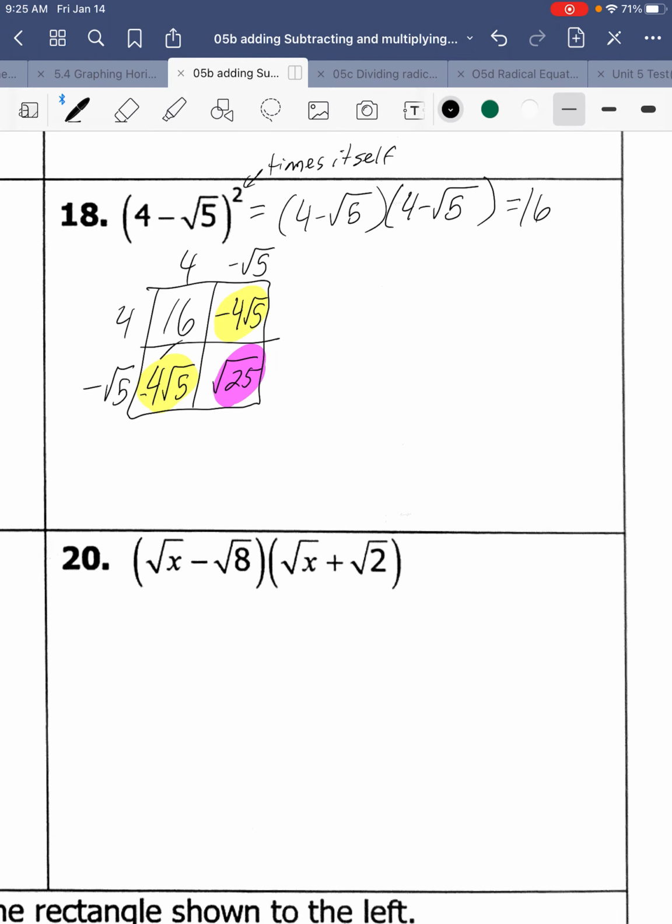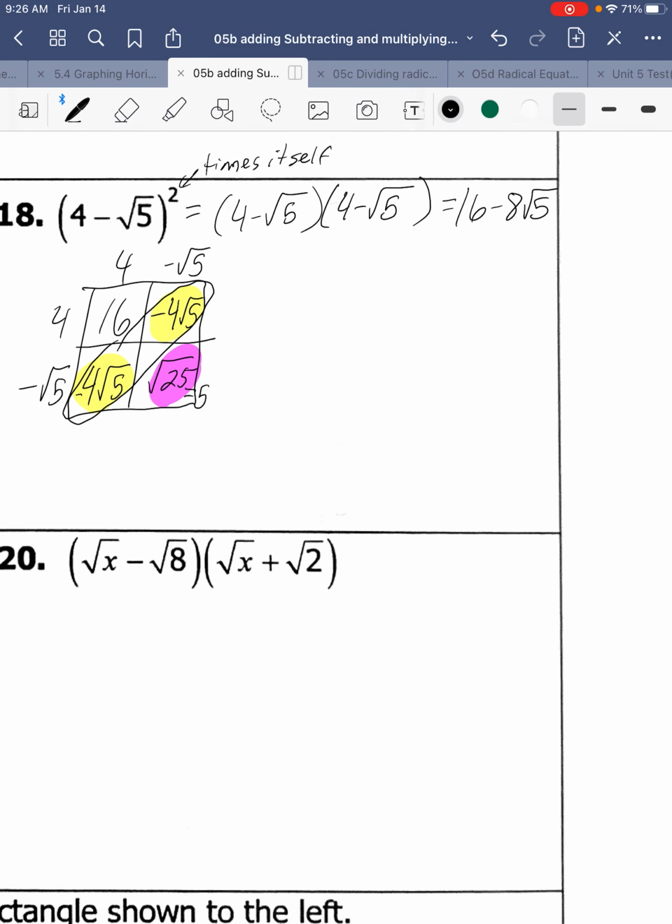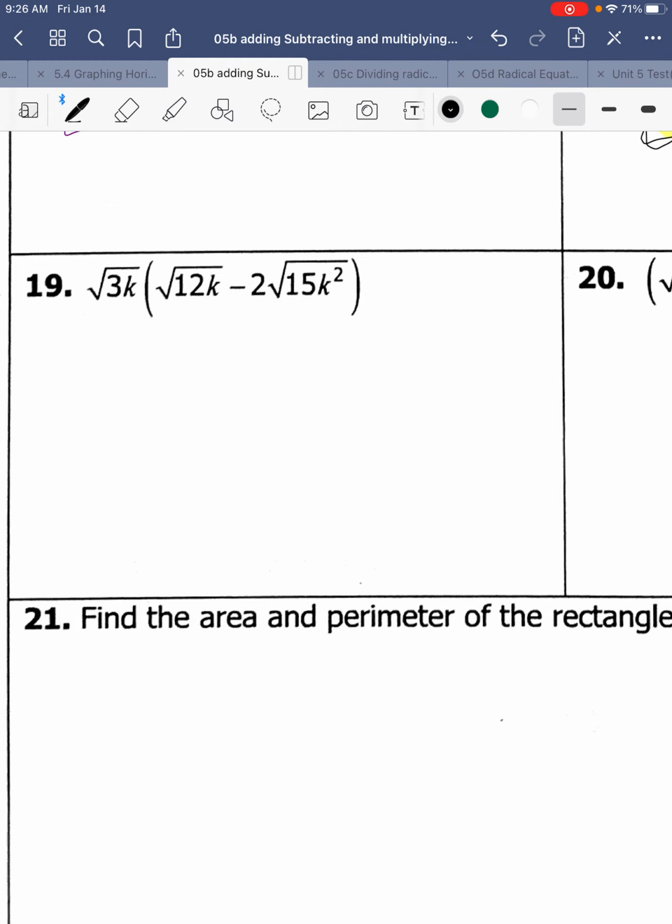We have 16. We have a negative 4 square root of 5, and we're subtracting 4 square roots of 5. That's a negative 8 square roots of 5. And then square root of 25 is 5. So we got a plus 5. Well, 16 plus 5, those are like terms. And we have minus 8 square root of 5. Cool. All right, moving on.